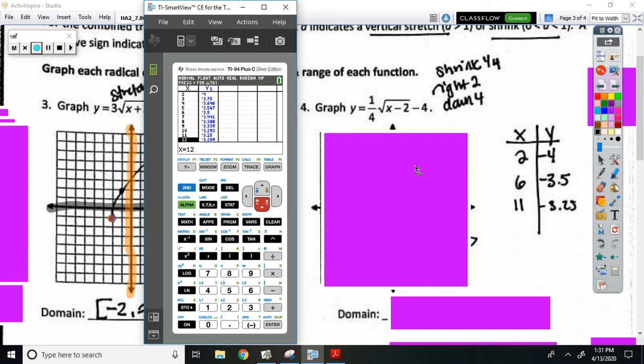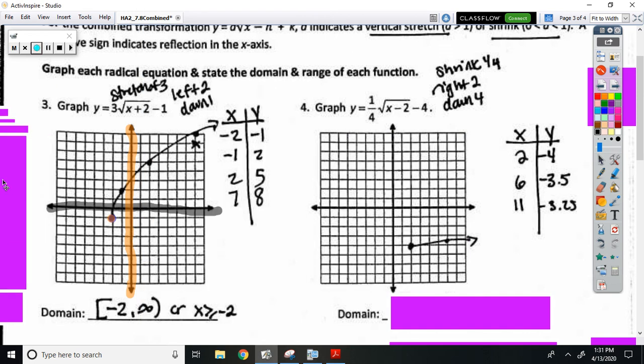Now all we have to do is plot those points. Again, these will be estimates for the decimals, so 2, -4, and then 6, -3.5, and that's really all I'm going to fit on there to be able to sketch it.